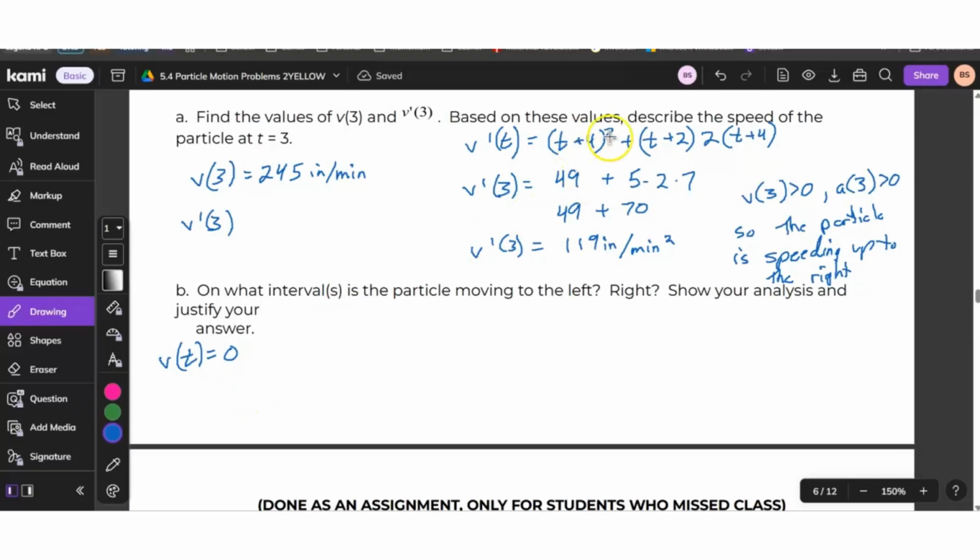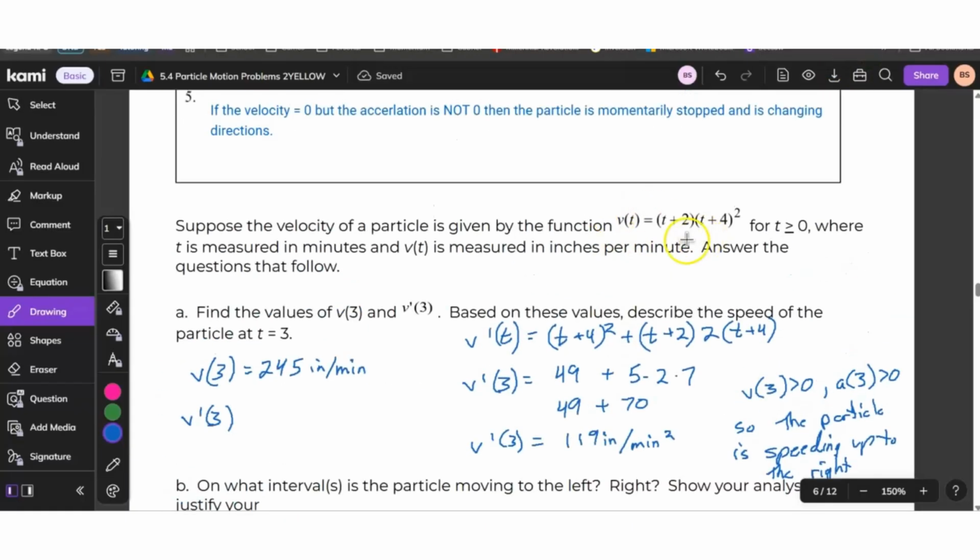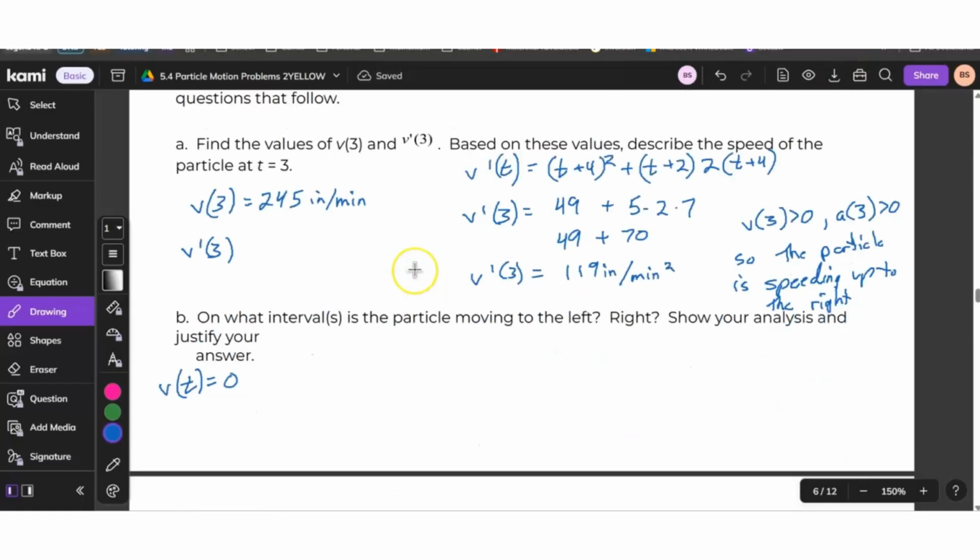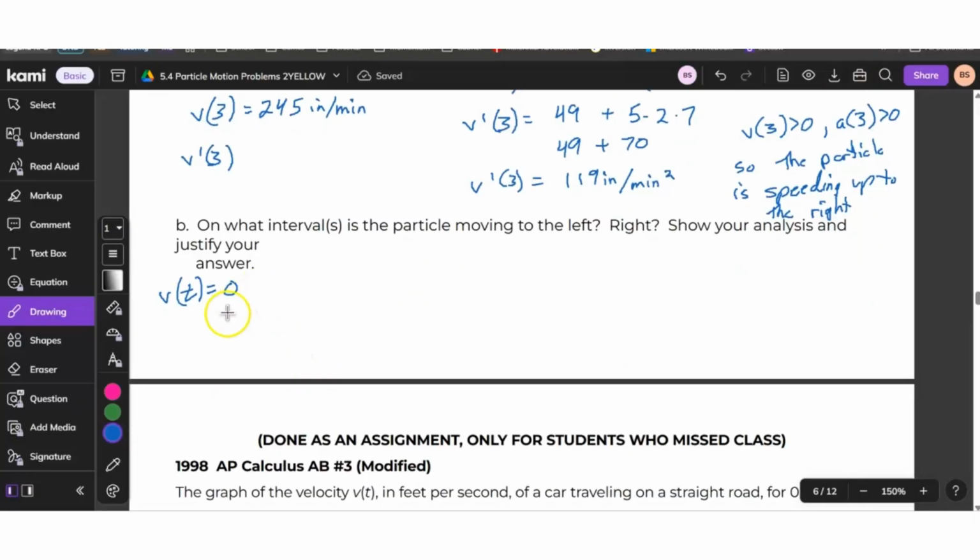Okay? So that means I need this thing up here to be 0. That's going to happen when it's 0. No, that's the acceleration. That's why it's hard. I was like, it should be up here. -2, -4. There we go. When they are 0. So this is going to happen at -2 and -4. Oh, sorry. It equals 0 when t equals these.